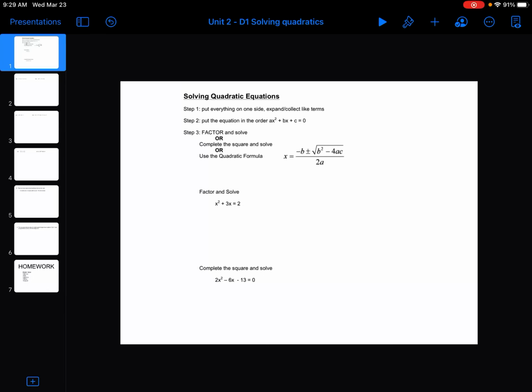Okay, when we're solving quadratic equations, this is going to be a long, extensive video, probably close to 20 minutes, but it's going to go over all the different nuances of solving a quadratic. First, we need to make sure that we've expanded and collected like terms for the equation that we're looking at, and we've also put everything on one side. We want to make sure that the equation is equal to 0.